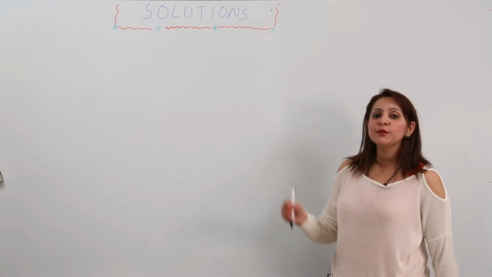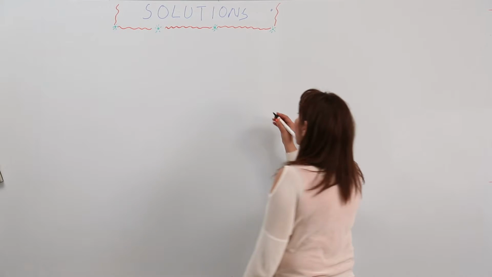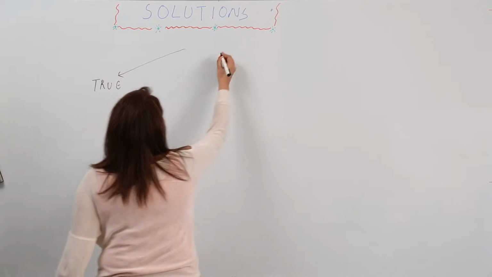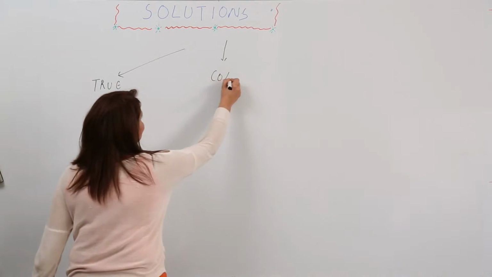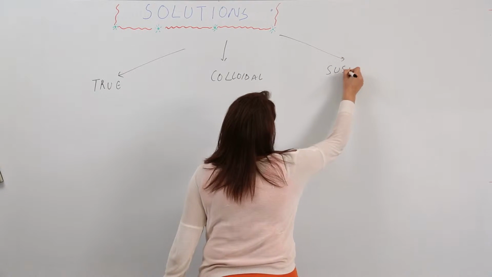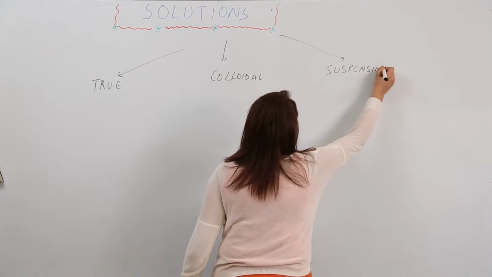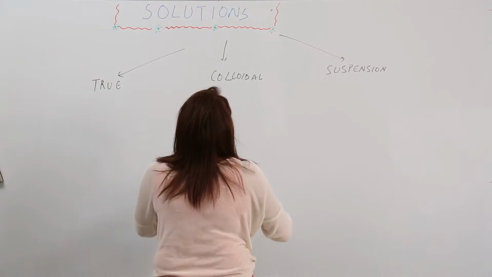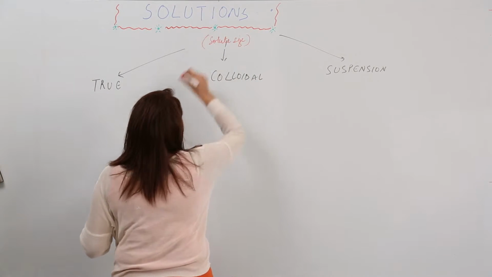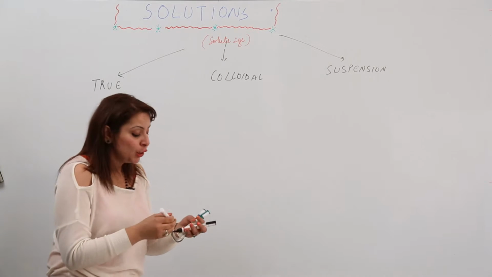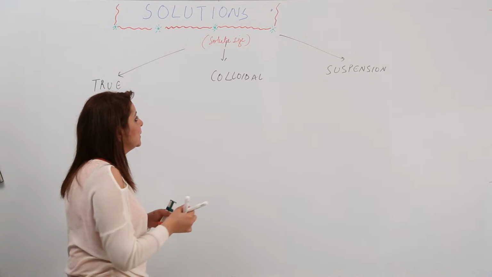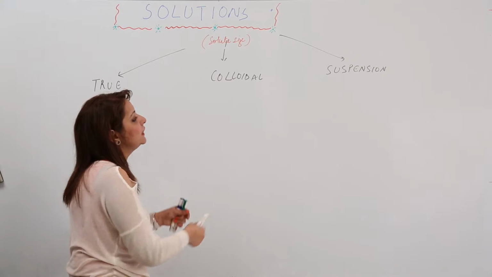Now, on the basis of the size of the solute, solutions are classified under three categories. One is true solution, the other is colloidal solution, and the other is suspension. So, you should remember that this classification is entirely on the basis of solute size, due to which the properties of the solutions change a little bit. So, they are classified under three categories: true solutions, colloidal, and suspension.